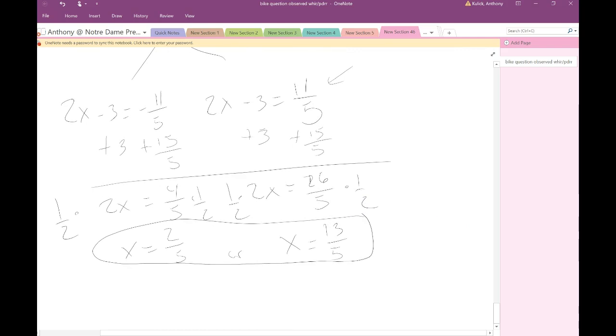But what do we have to remember to do before we finish? Yeah, we have to check these. Guess what's going to happen if I check them? Yeah, neither one of these are going to work. So you'd say, like, no solution. Okay with that, Evan?